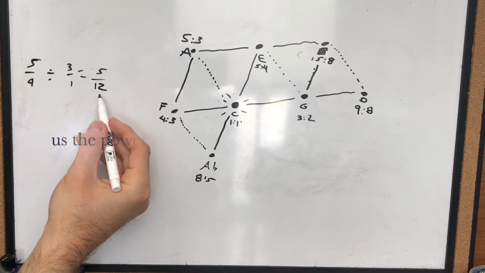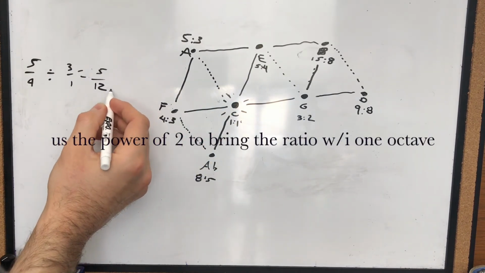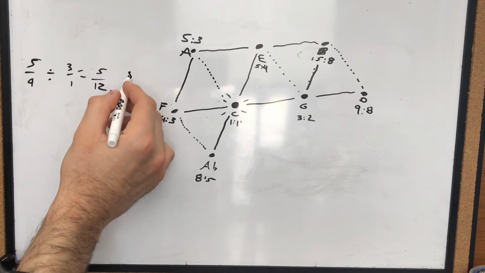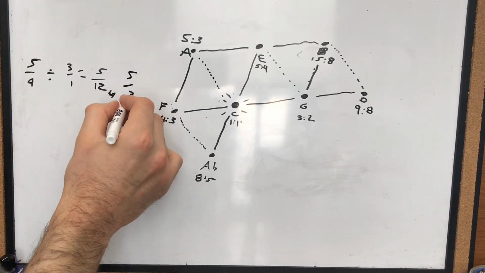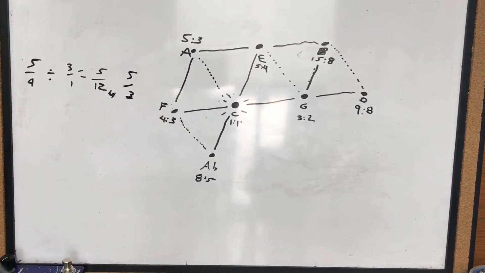Now, we have to reduce this. How do we reduce this? Divide by 4 to get it within 1 octave. That gives you 12 divided by 4 is 3. Lo and behold, another 5 over 3. Okay? Now, look, if this isn't terribly clear, don't worry.